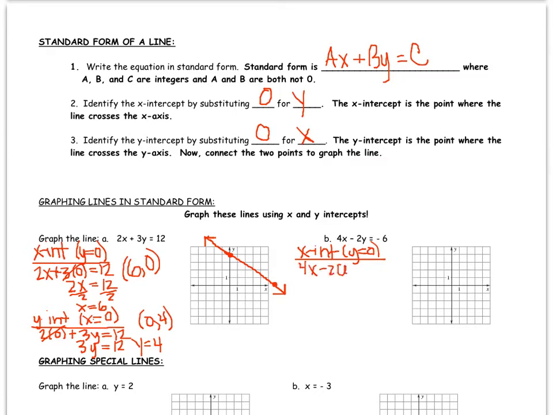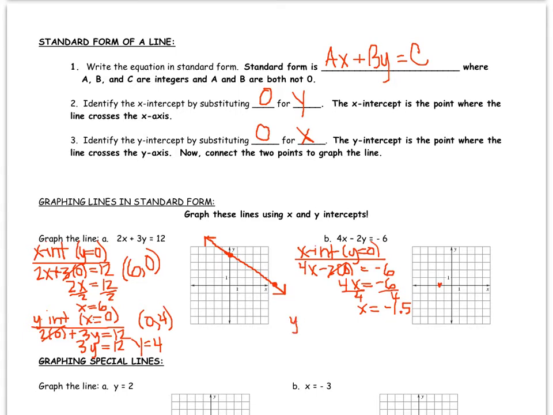4x minus 2 times 0 equals -6, so that's just 0. 4x equals -6, divide them both by 4. And x equals -1.5, or -3/2. It's the same thing. It would be right in the middle, right about here.